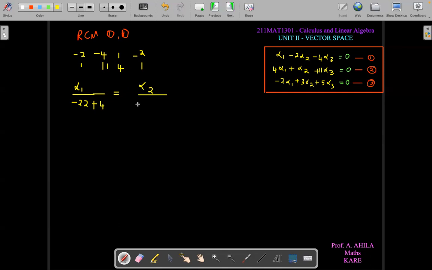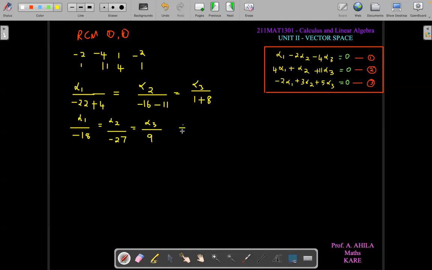Minus 4 into 4, that is minus 16, minus 1 into 11 is 11, equals alpha 3 by: here 1 into 1, that is 1, minus of minus goes plus, 2 into 4 is 8. So alpha 1 by minus 22 plus 4, that is minus 18, equals alpha 2 by minus 16 minus 11, that is minus 27, equals alpha 3 by 1 plus 8, that is 9.